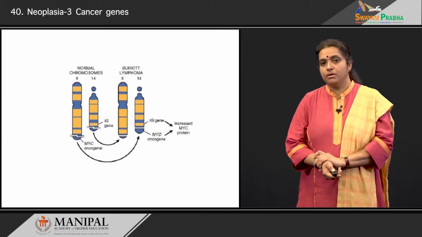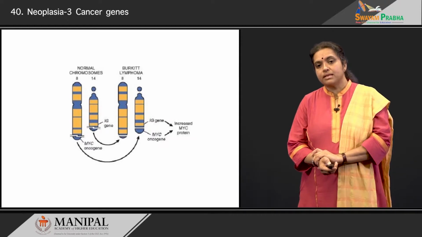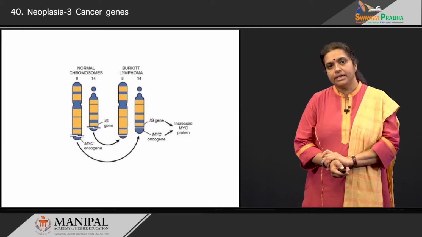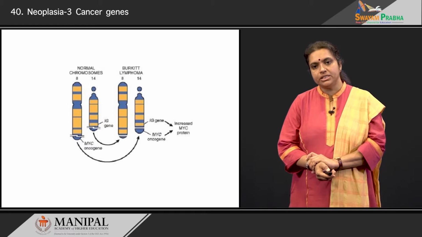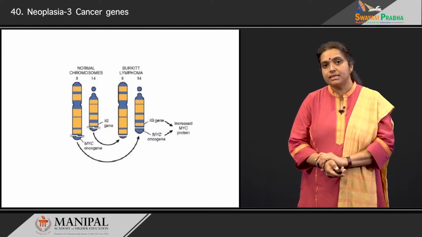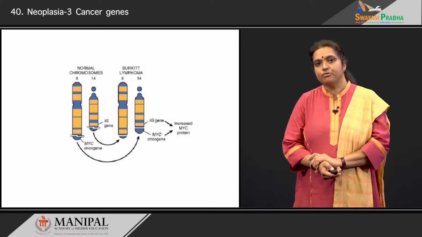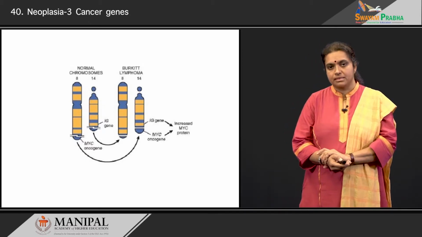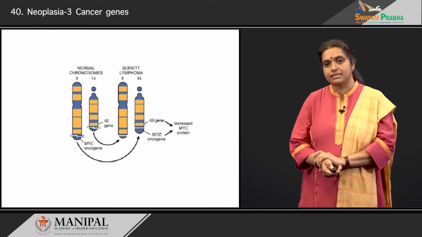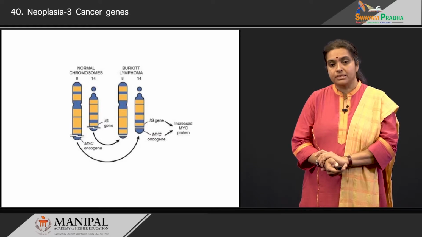MYC is a gene that codes for a transcription factor. Now, this is placed next to an immunoglobulin gene that is present on chromosome 14. So, you have an 8-14 translocation wherein the Ig gene is placed next to the MYC oncogene. This results in increased MYC protein being formed, which causes increased transcription in the cell. So, this is one effect that can happen because the oncogene is placed next to a gene that promotes or enhances the transcription of the gene.